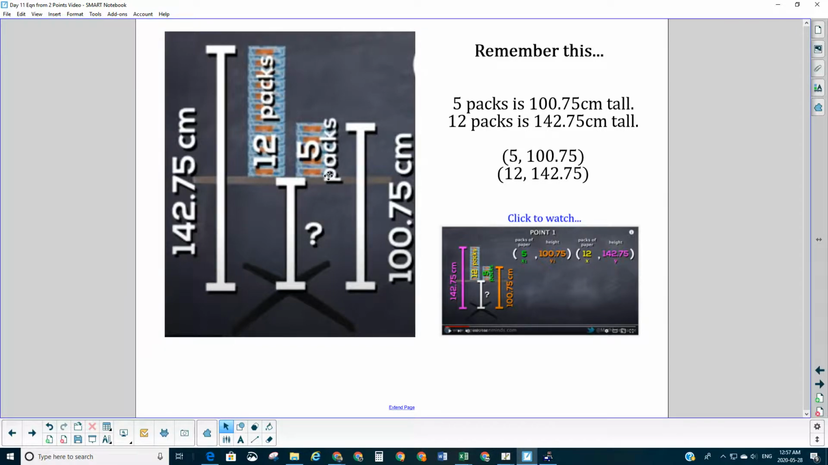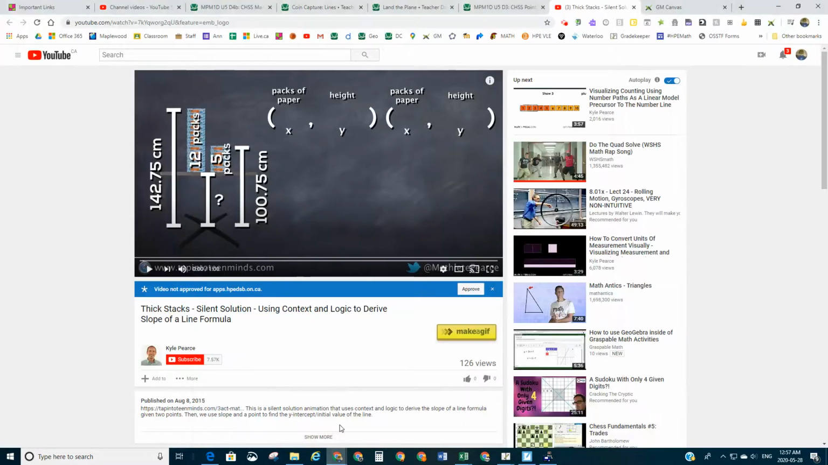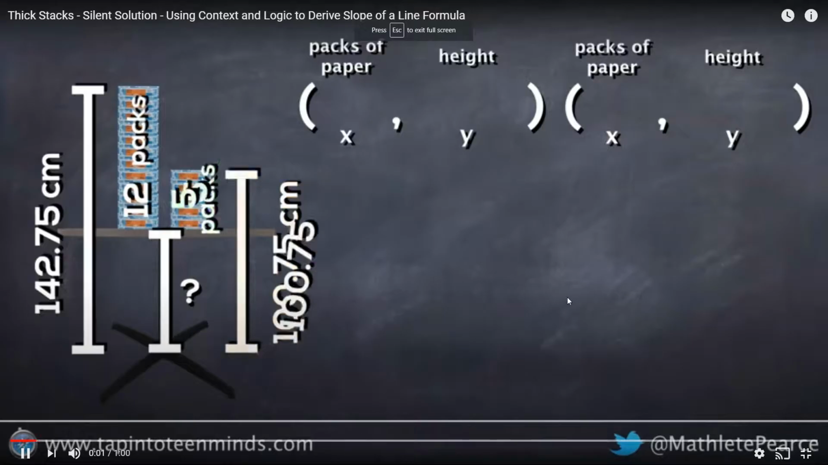So in this scenario, you see that 5 packs of paper is 100.75 centimeters tall, and 12 packs of paper is 142.75 centimeters tall. And now we get more complicated with our mathematics and our decimals. But you'll see that you already watched this video, and now you'll be able to see how similar it is to the work that we've done.